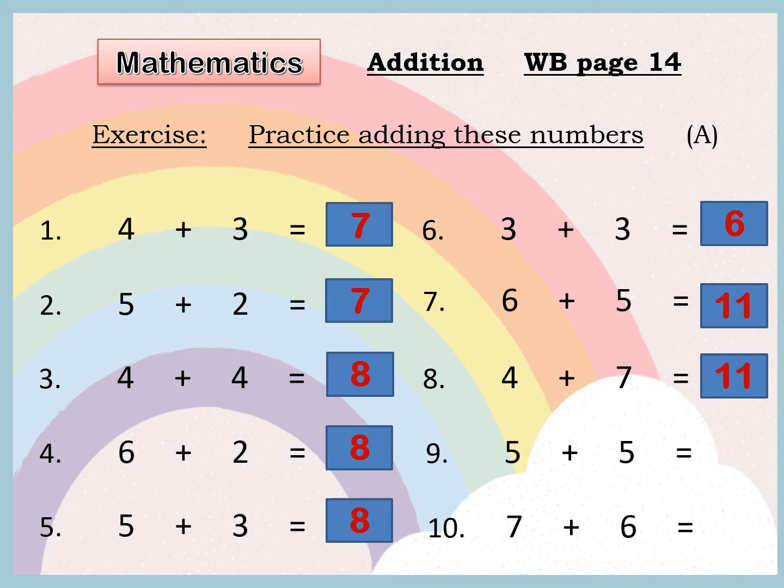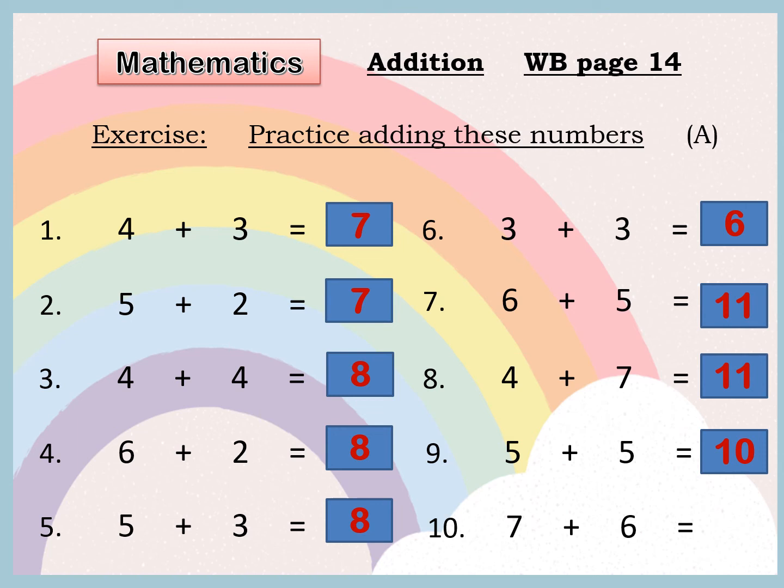It's 1, 2, 3, 4, 5, 6, 7, 8, 9, and 10. So 5 plus 5 is equals 10. Great job. All right, number 10. Number 10, we have 7 plus 6.